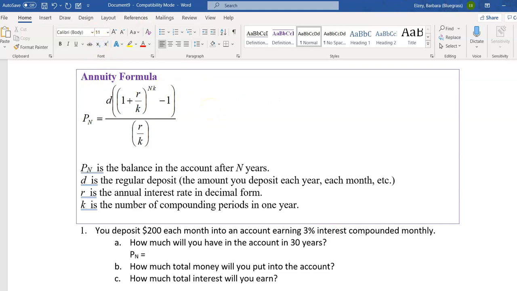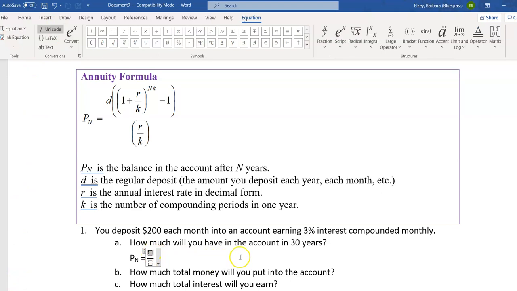Okay, so I've kind of got this fraction form here. D is next. D is our deposit amount, and that's $200. And let's notice there are two parentheses, so we want them both there. And then our formula calls for 1 plus R over K. R is our interest rate, 0.03, expressed as a decimal, over K. K is... we're compounding monthly, so that's 12 times per year.